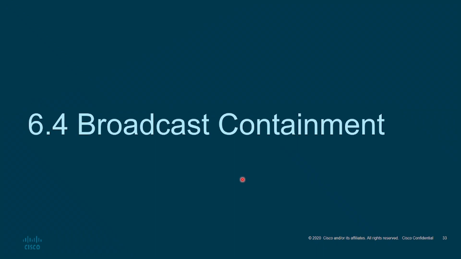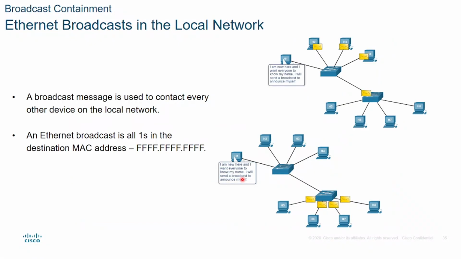So let's look at broadcast containment. A broadcast message is used to contact every other device on the local network. When you send a broadcast to this switch, the switch sends that message to every other device on the network. So when you send the message from here, it goes to every other host and also to the other switch.